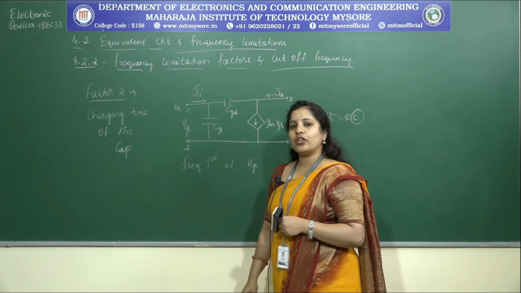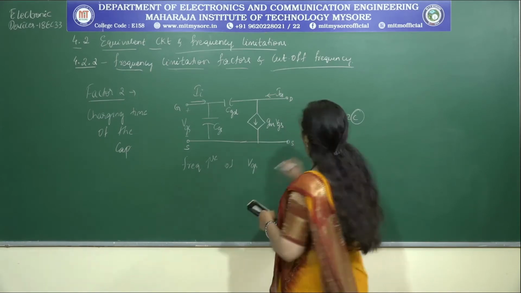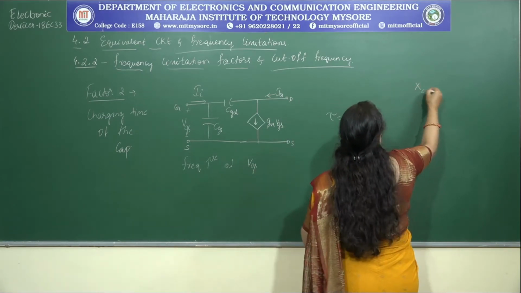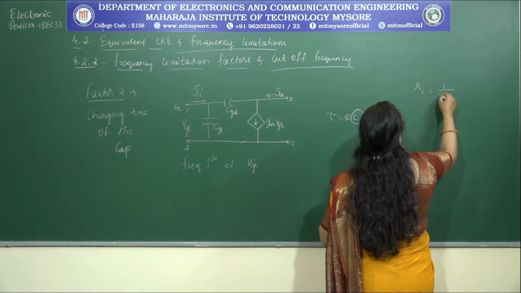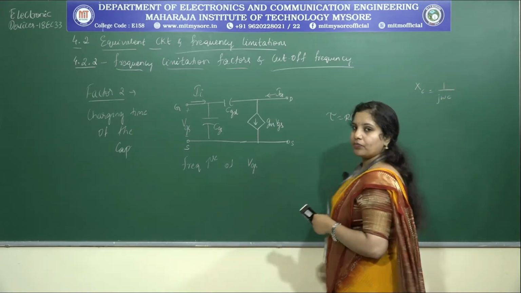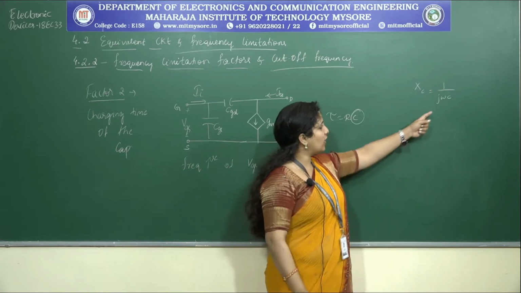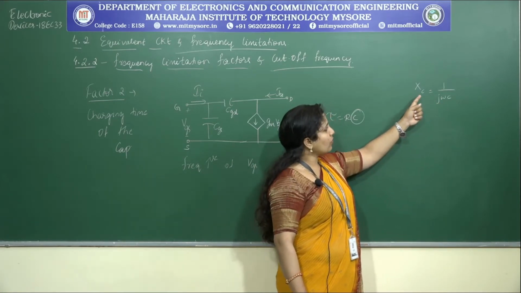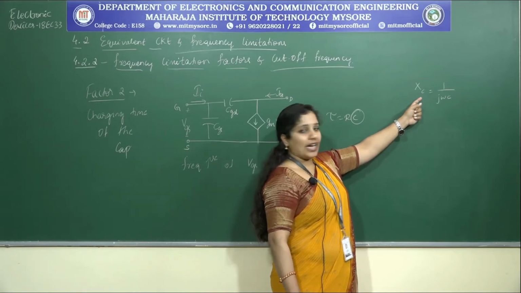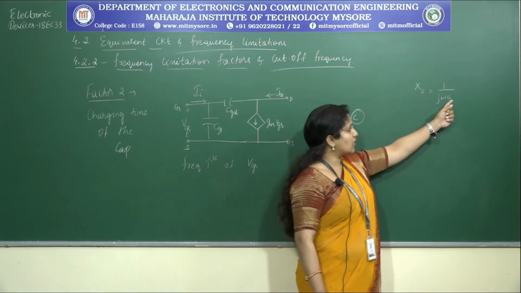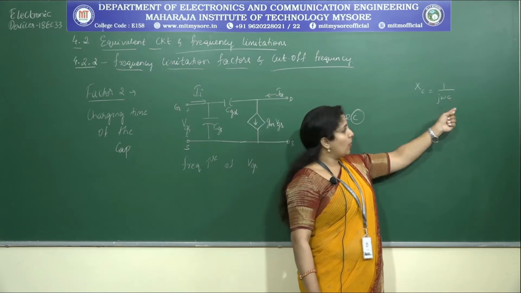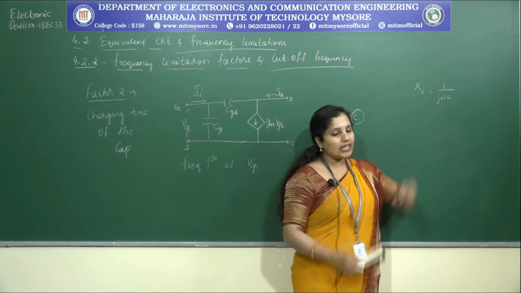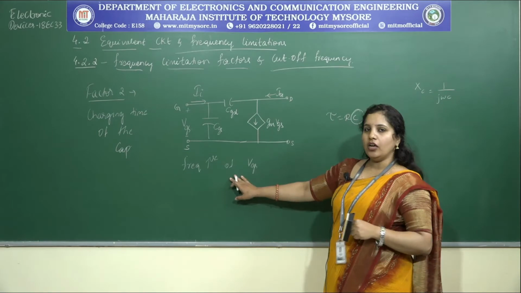Then what happens to the capacitance that is seen? We know the capacitive reactance is given by 1 by j omega c. Now, what does this omega factor indicate? It is the frequency component. What does this Xc indicate? It is the capacitive reactance. Then, what about this c value? It is the capacitance value. Now, what am I trying to do? I am trying to increase the frequency of the input signal.